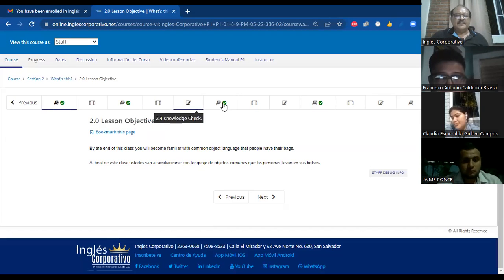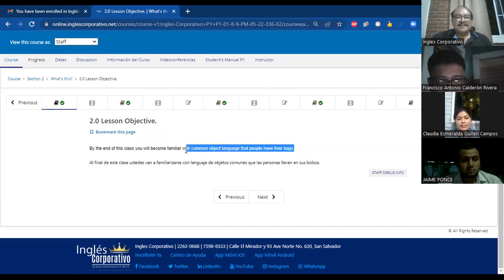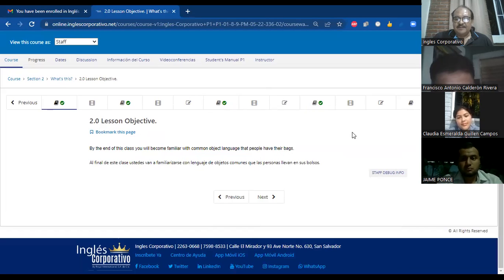creo que aquel día vimos también, ¿verdad? Cuando están los lapicitos, son los ejercicios. Son 1, 2, 3, 4. And in this unit, in this section, we have, for example, by the end of this class, you will become familiar with common object language that people have in their bags. Okay, lo que por lo general andamos en la bolsa, tanto mujeres como hombres, right?